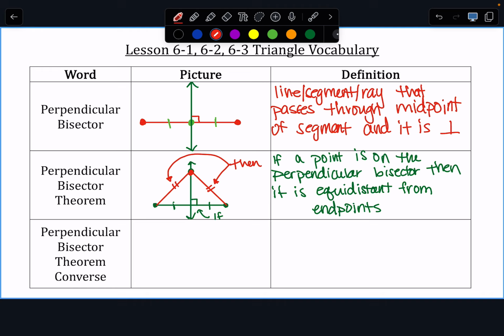Okay, so then raise your hand if you can tell me what the converse is going to be. What's the converse? If it's not perpendicular. Nope, that's not the converse. Forward and back. It's the switch. So what would that be, Joshua? Bisector perpendicular. If it is equidistant from the endpoints of the perpendicular bisector. You said bisector perpendicular.